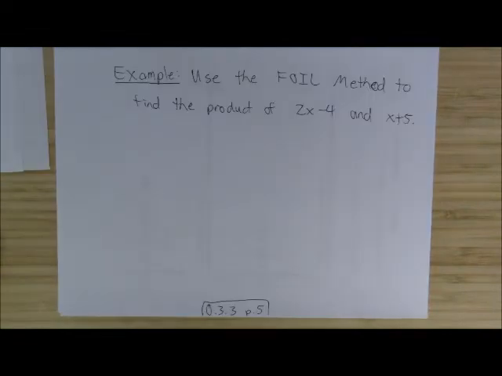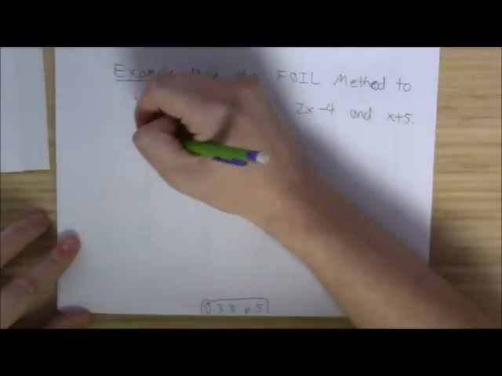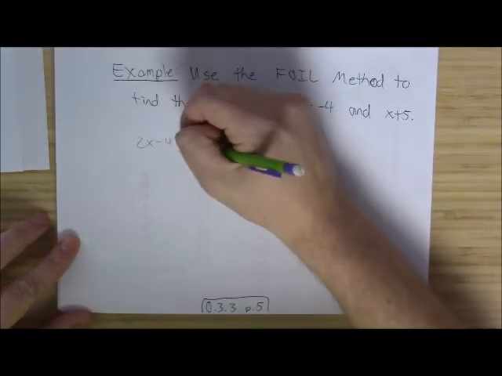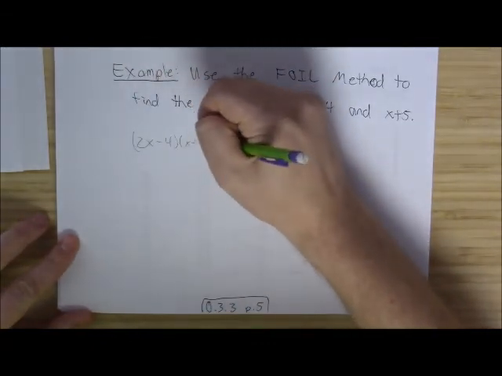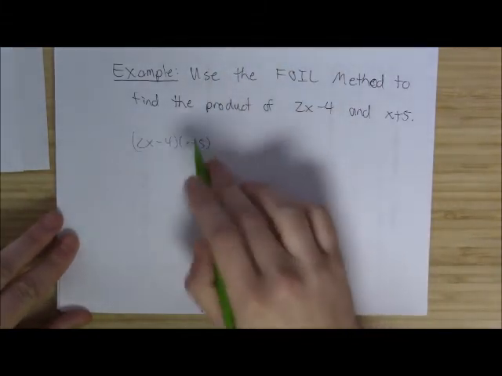Let's quickly go through and do another example of this. This goes really quickly once you get used to it. So what we have here is 2x minus 4 times x plus 5, and we want to compute out this multiplication. That is, find the product of the two.